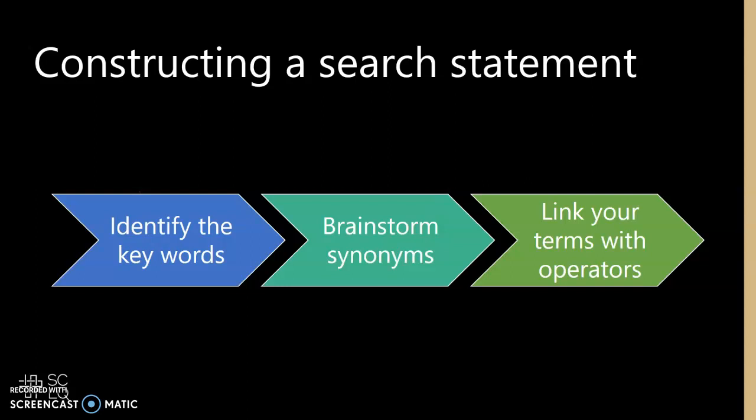Number 2, brainstorm any synonyms that might also be used to refer to these terms in the literature you want to find. Using a legal dictionary or encyclopedia can be really handy with this step. Number 3, link your terms with operators such as or, and, not, proximity operators, parentheses, and phrase searching.